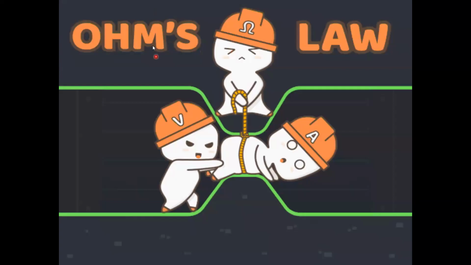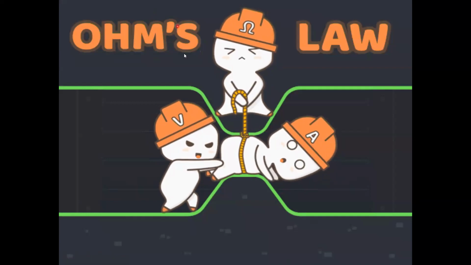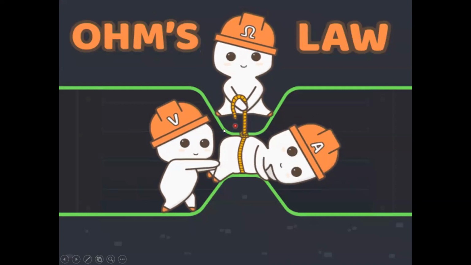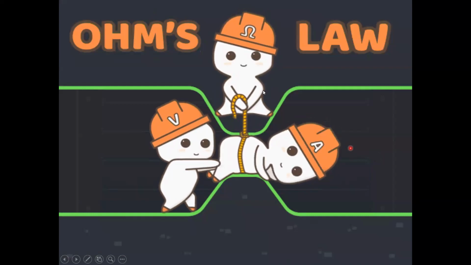So what is Ohm's law? Ohm's law shows a relation between the voltage, current, and resistance. What is the voltage? Voltage is a driving force, the force which is pushing the charges. What is the current? Current is the movement of the charge. When the charges are moving through a circuit, we call that current, the flow of the charge.